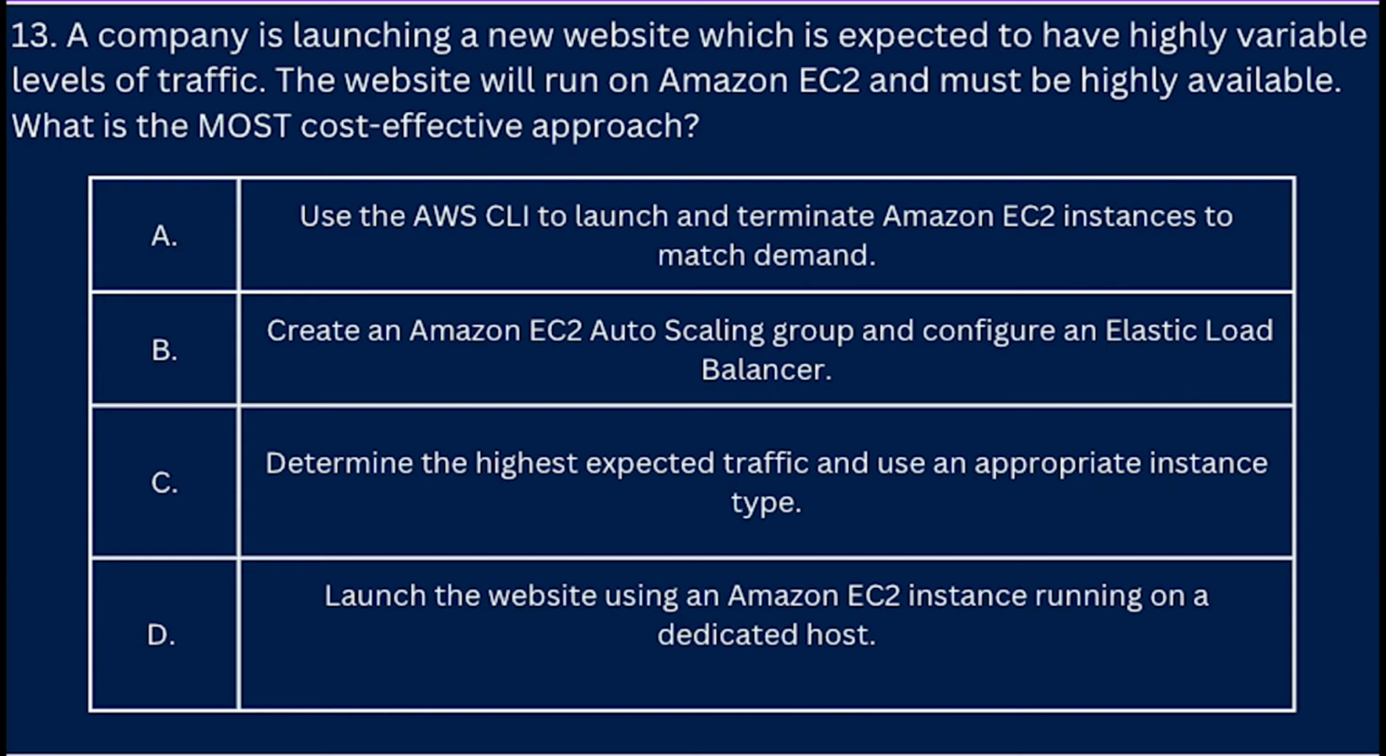A. Use the AWS CLI to launch and terminate Amazon EC2 instances to match demand. B. Create an Amazon EC2 auto scaling group and configure an elastic load balancer. C. Determine the highest expected traffic and use an appropriate instance type. D. Launch the website using an Amazon EC2 instance running on a dedicated host.